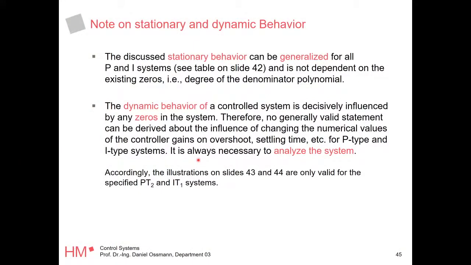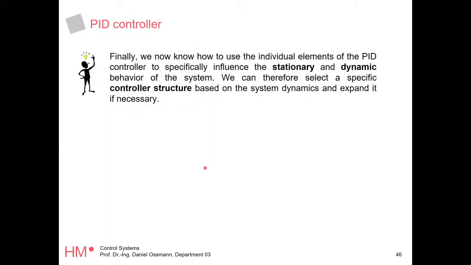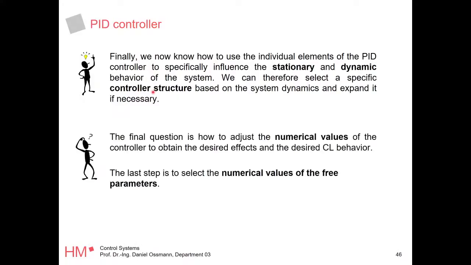Okay, so where are we and where are we heading to. We know what the individual elements of a PID controller are doing. We know how they influence our stationary steady state behavior and the dynamic behavior. And we now know the roadmap, how to select a controller structure, right? You have a certain problem, you have a certain system G of S, you now can think of different controllers, what you can use if you need steady state accuracy, if you need to speed up your system, and so on. What is still missing is, what are the numerical values of this controller, right?